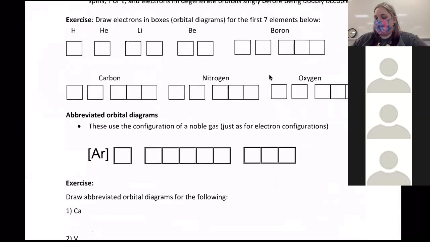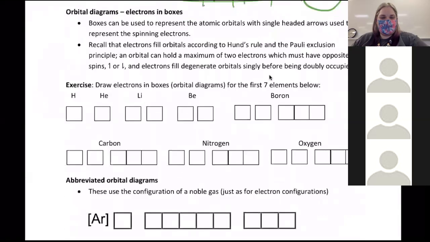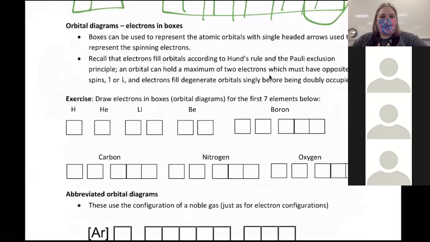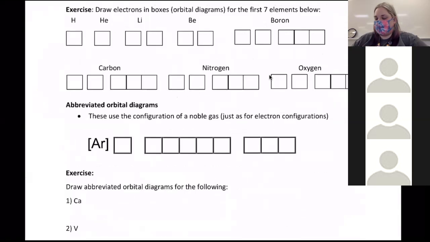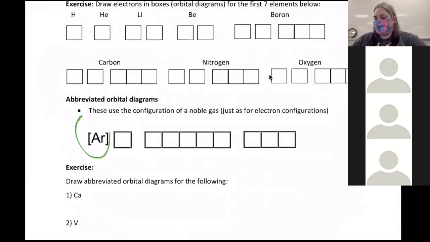It's exactly what I've been doing. You draw those up and down arrows. You follow the rules to pair them up. You can abbreviate them just like with the electron configurations. All right. And that's pretty much it for today.